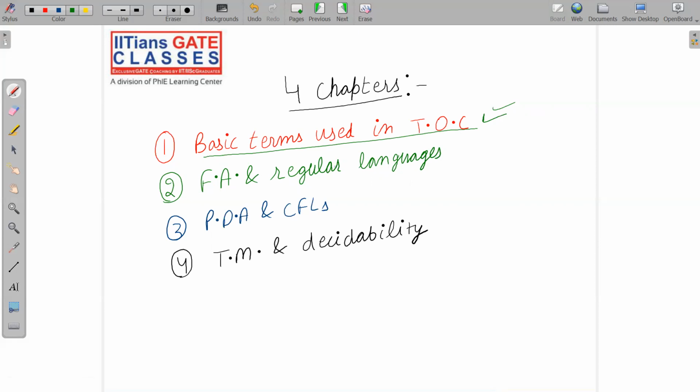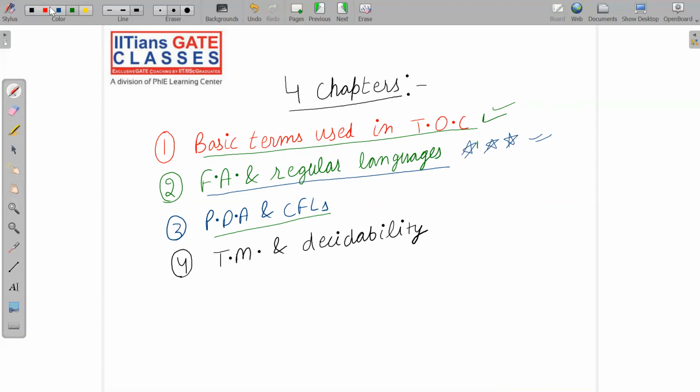Okay, next is finite automata and regular languages. This is the second chapter, and you can say this is the most important chapter in this subject. If you are comfortable in this chapter, that means you know more than 50% of the TOC. More than 50% of the TOC will be covered in the second chapter only. Next chapter is your PDA and CFG. This chapter is pretty much small. Not very small, but a bit smaller chapter, and we will cover this topic at a faster pace.